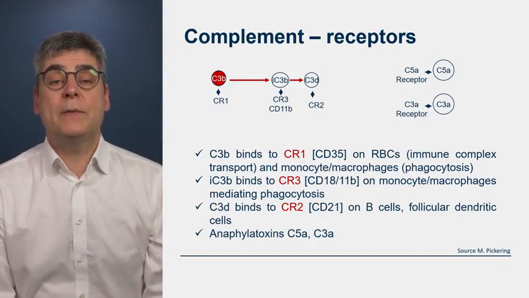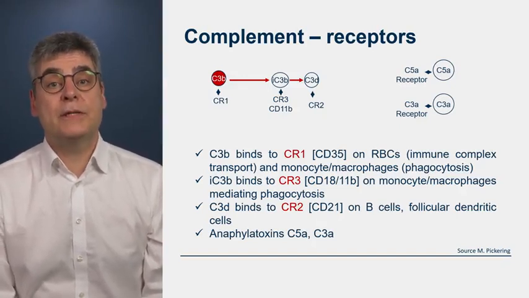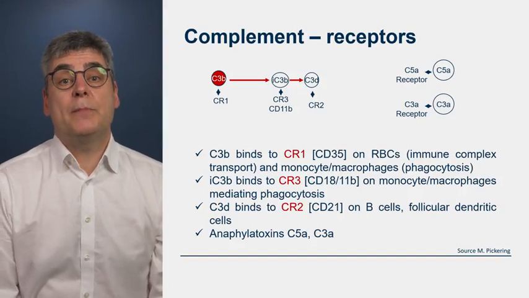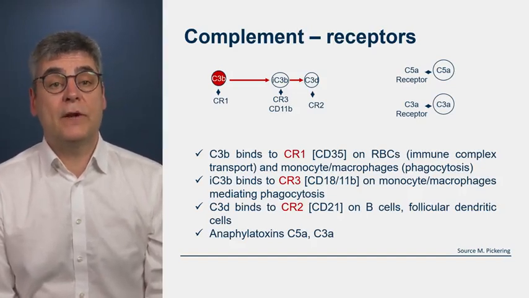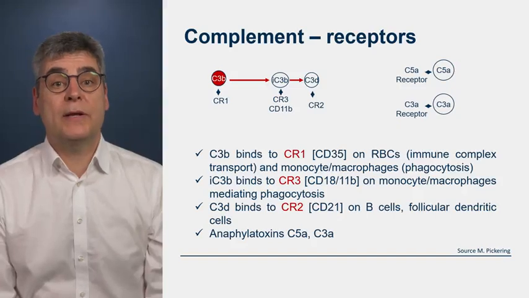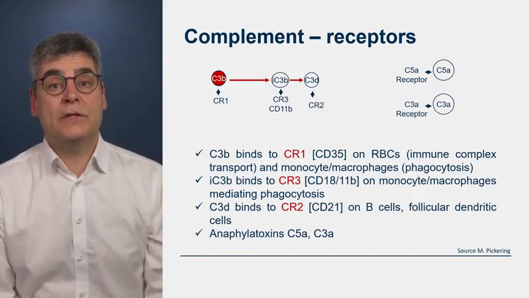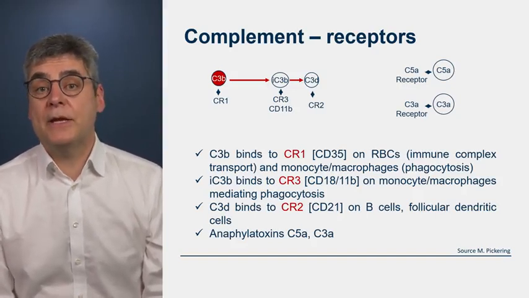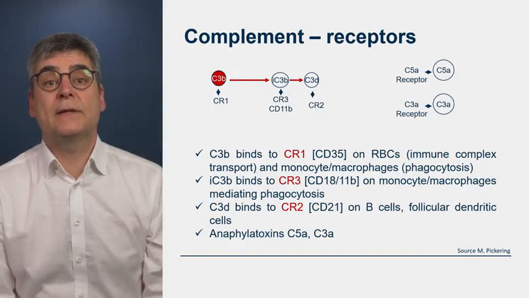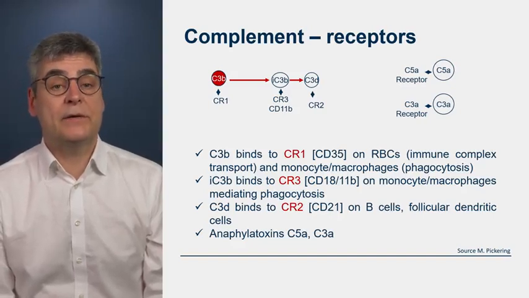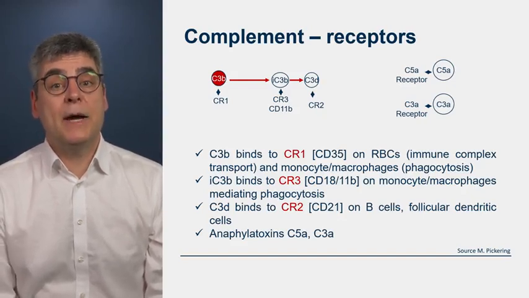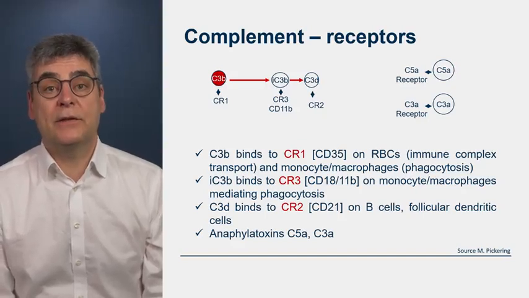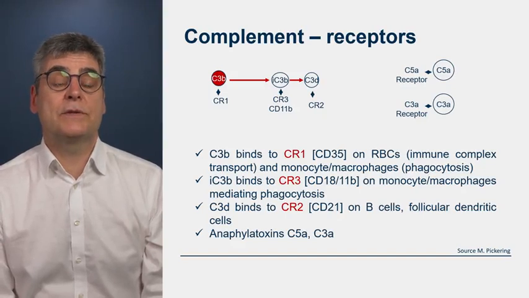However, these components mediate biological functions through interaction with cell surface receptors. C3b binds to CR1 or CD35 on red cells, mediating immune complex transport, and also on monocyte macrophages, mediating phagocytosis. iC3b binds to CR3, CD18/CD11b, on monocytes and macrophages, mediating phagocytosis, and C3d binds to CR2 or CD21 on B cells and follicular dendritic cells, influencing the antigen response.